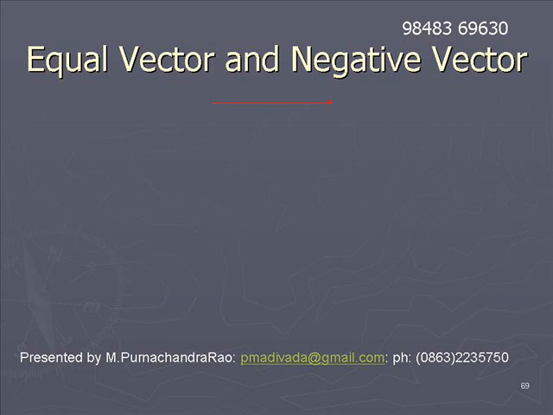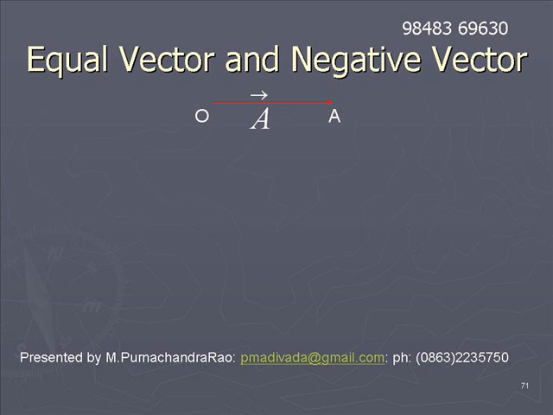Equal vector and negative vector. To understand these two concepts, let us take a vector OA, with O as tail and A as head. This can also be represented with a single letter, capital A with an arrow over it. This represents the vector OA.